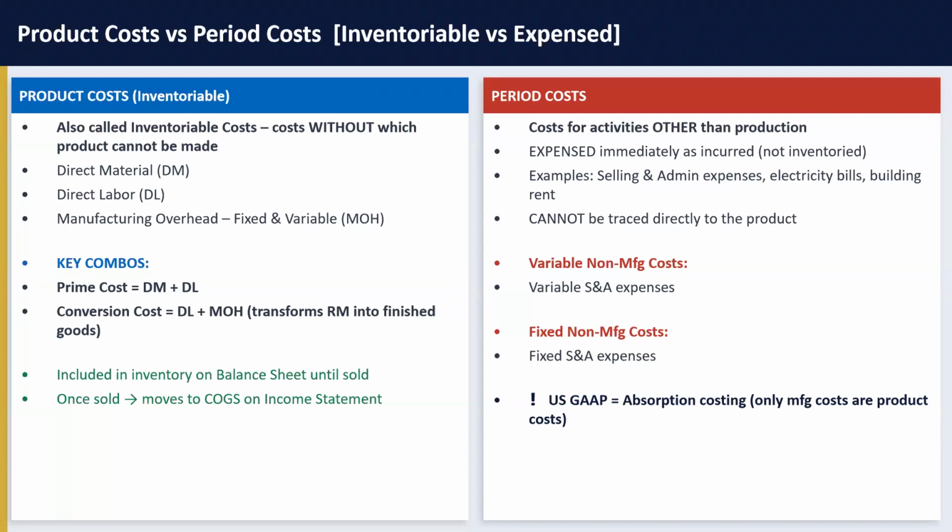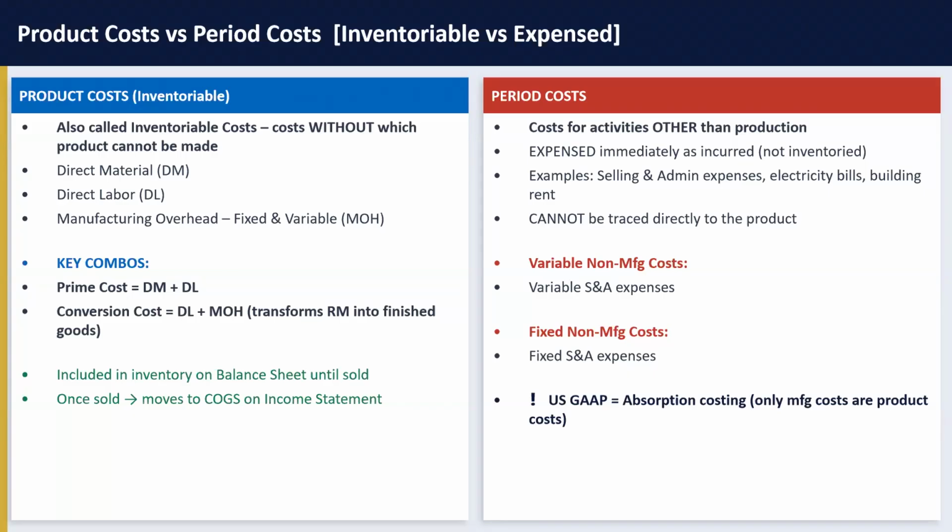So there are some costs without which you can't produce the product itself. So such costs you will be adding into the product. So these are the costs without which product itself cannot be made. So first up, we have direct material or the raw material with which we produce the finished products. Then comes direct labor who convert the raw material into finished goods. Then comes manufacturing overhead.